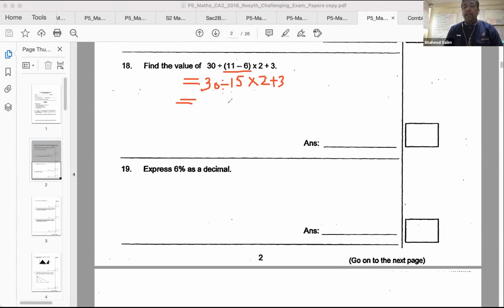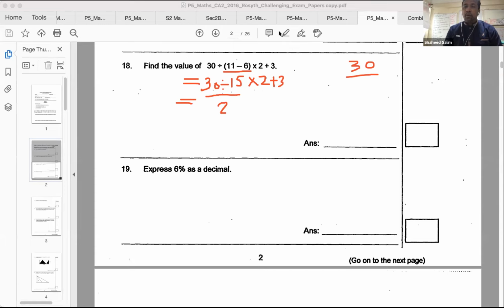Now, which one do we do next? Divide or times or plus? Remember, first is bracket. Second one, times and divide. Then which one you do? Divide or times? You do the left one first. 30 divided by 15, you get 2. Say, I don't know how to do 30 divided by 15. Okay, then you reduce.